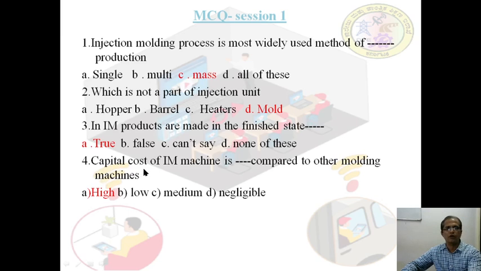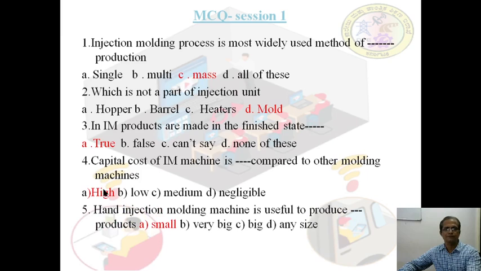Next question number 4. The capital cost of an injection molding machine is dash compared to other molding machines. See, since the machine is more sophisticated and has higher capacity to melt the material and higher output, the capital cost of the machine will be quite high. So the answer to question number 4 is high.